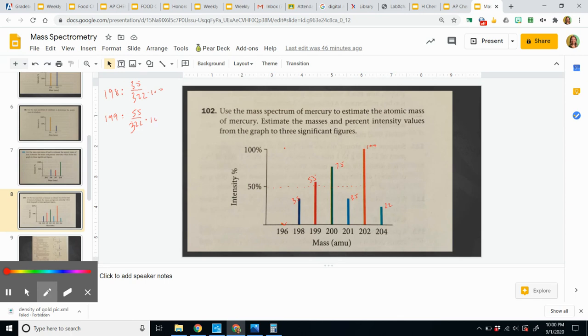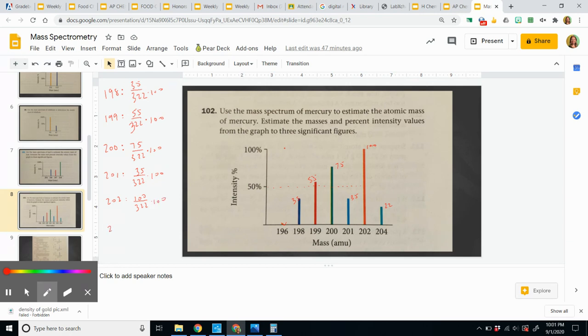$322 times 100. I'm going to slow down a little bit because I'm rushing. I don't want to make another mistake and have to redo this one as well. Okay, 75 over 322. 201. Why does this one have to have so many isotopes? 322 times 100. 202 is going to be 100 over 322.